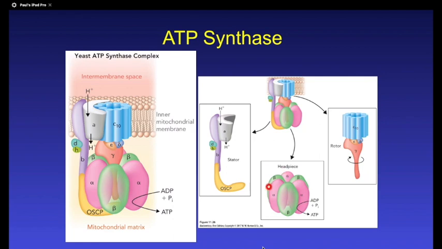Then we have what's called the head piece. And it's 6 proteins that are alpha beta subunits. So I have 2 alpha beta, and then 2 alpha beta, and then 2 alpha beta for 3 different states. Okay? The head pieces are where the reaction is going to occur.